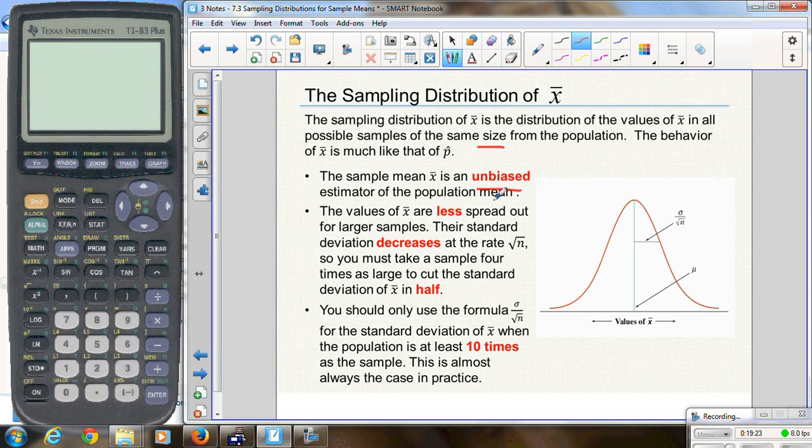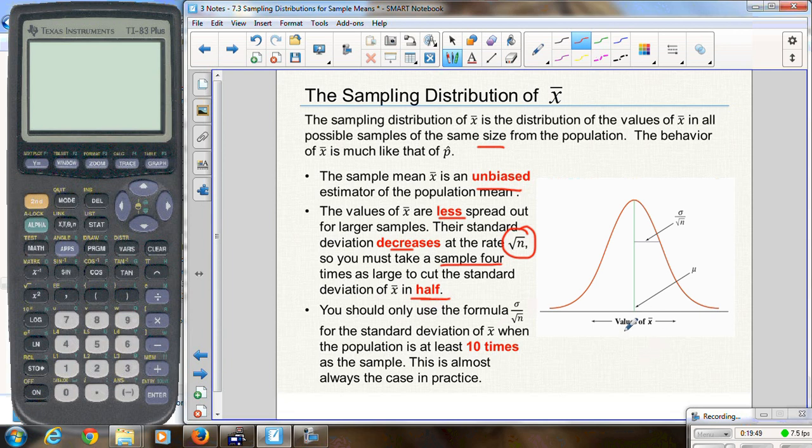The second characteristic is that values of x bar, when I'm taking means, are going to be less spread out for larger samples than they would be for smaller samples. The standard deviation is going to decrease at a rate of the square root of n. So basically what that means is if I want to cut my standard deviation in half, I'm going to need to take a sample that's 4 times as large.